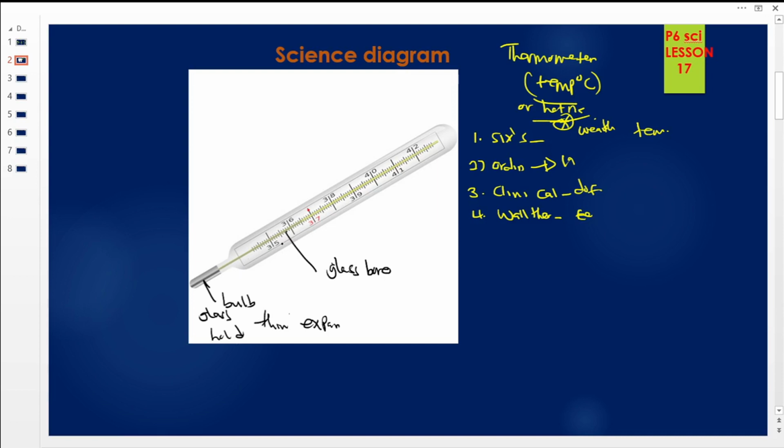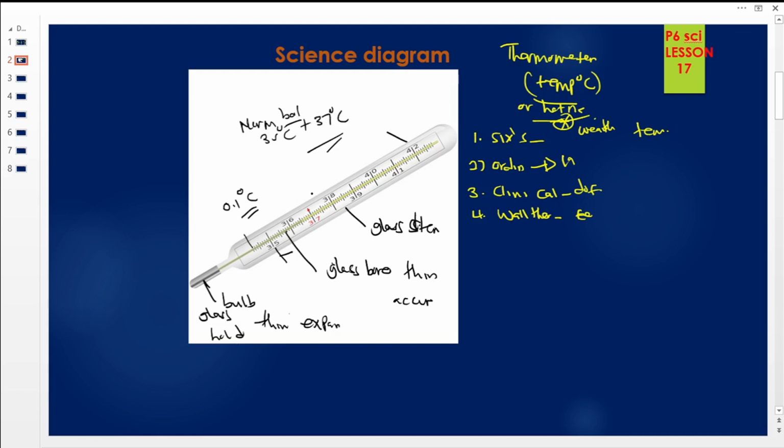The glass ball is made thin in order to get an accurate scale. Then this is what we call the glass stem, which is calibrated. It has digits, numbers which we use to indicate the temperature of the person, and each stick here carries 0.1 degrees Celsius. So it ranges from 35 to 42. Why? Because the normal body temperature of a person ranges between 35 degrees to 37 degrees Celsius.